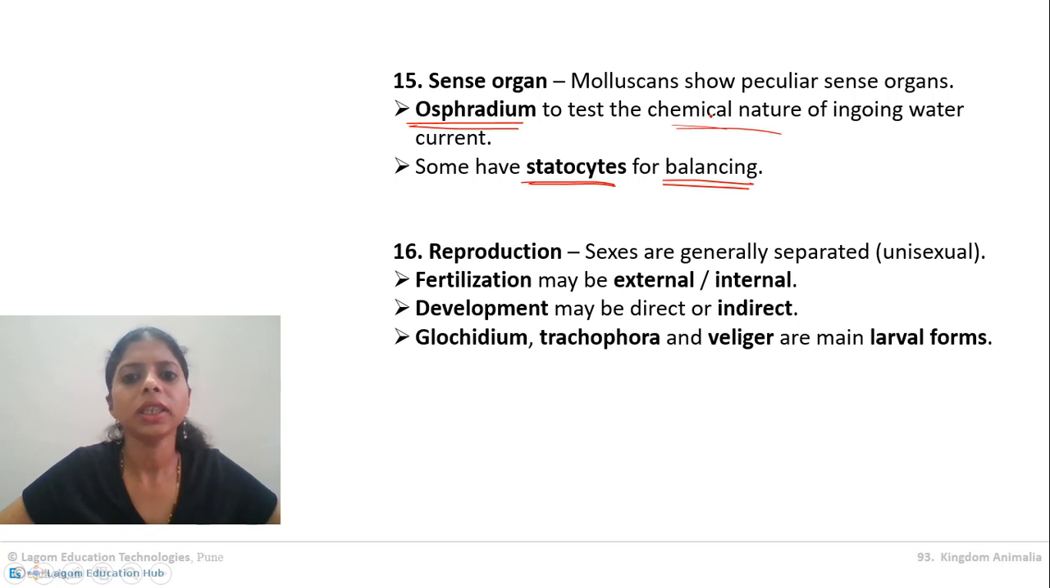Then reproduction: sex is generally separate. Mostly the animals are unisexual. Fertilization is external or internal. Development may be direct or indirect. Glochidium and Veliger are some famous larval stages of these molluscans. Okay, so this is all about phylum Mollusca. In the next video we will meet the next phylum, phylum Echinodermata. Till then, take care. Goodbye.